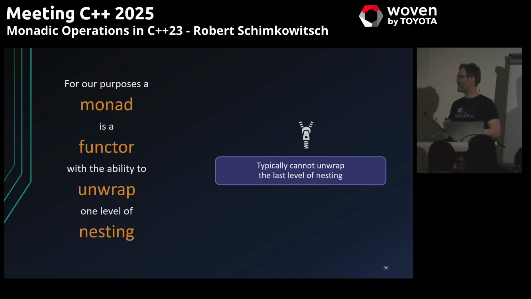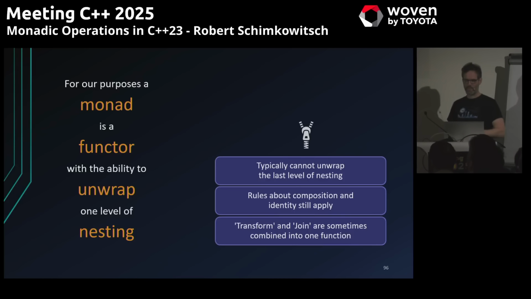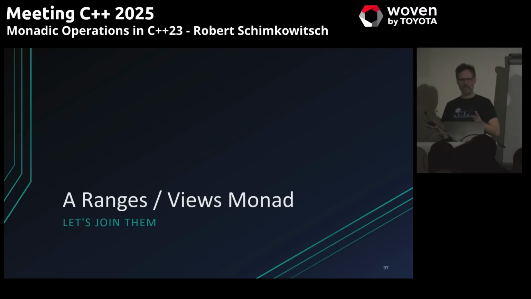You typically cannot unwrap the last level of nesting, at least it's not guaranteed that you can. Maybe you can for some. Rules for composition and identity still apply because every monad is a functor. And as we will see, the functions transform and join are often combined into a single function, which differs by name. But now let's leave theory behind and look at examples.